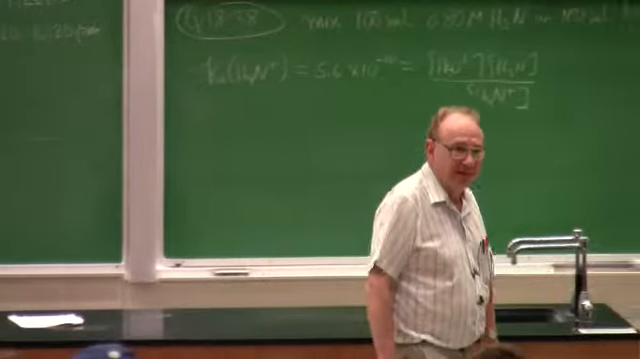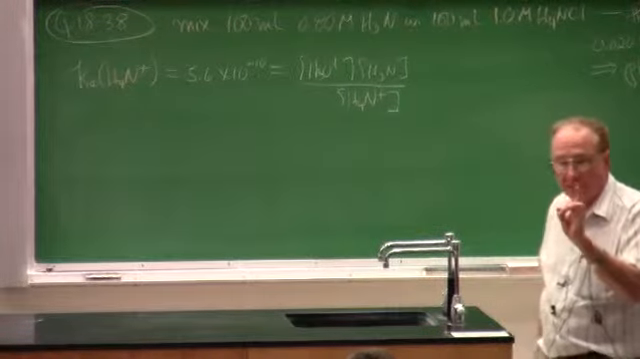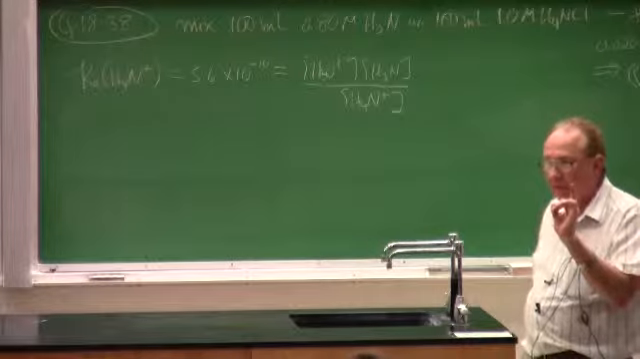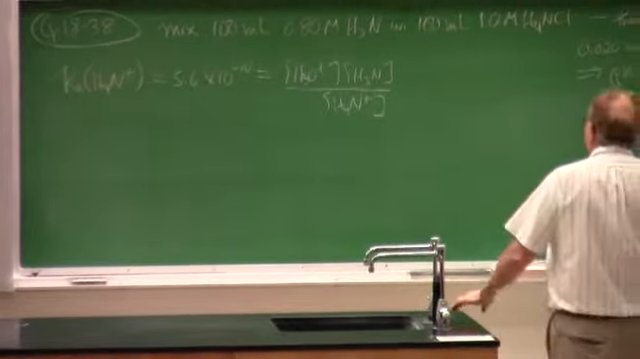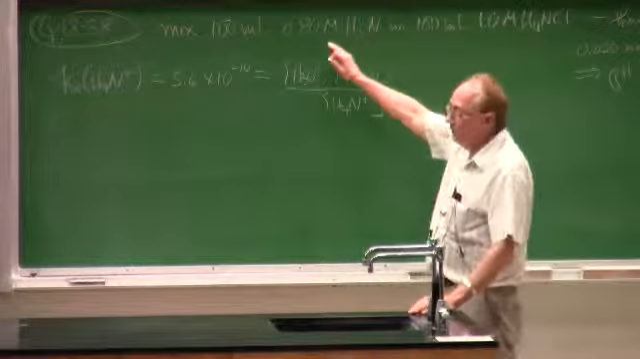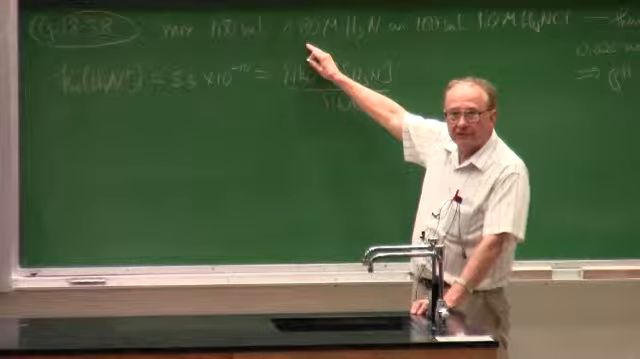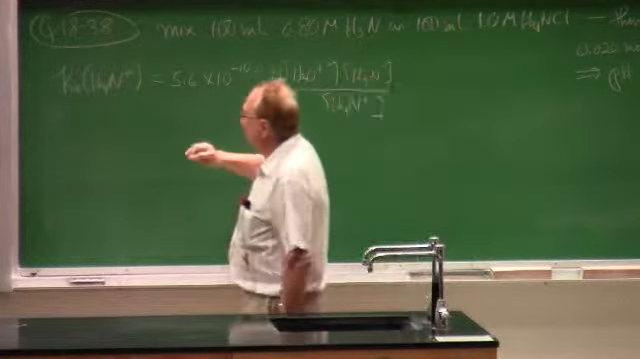All right? Now also keep in mind, when I write a reaction equation, I have a relationship involving moles, not concentrations. So let's go back to what we started with here and decide how many moles of ammonia and how many moles of ammonium ion we begin with. How many?